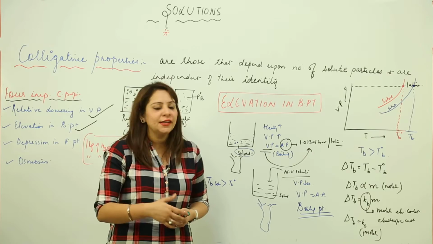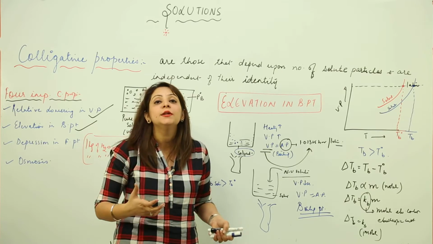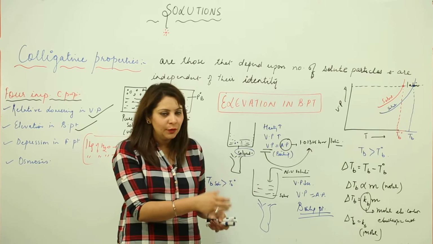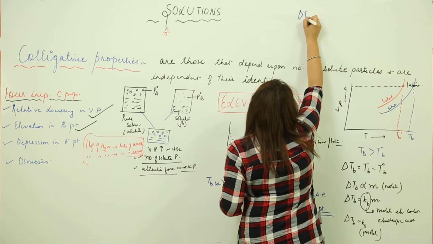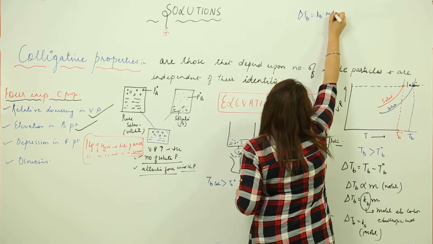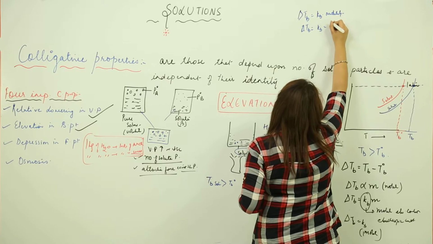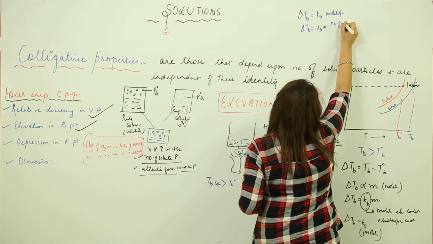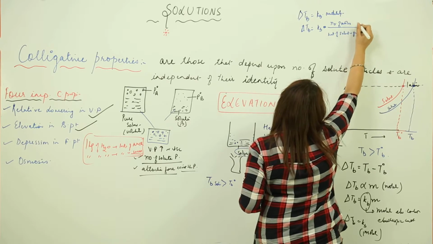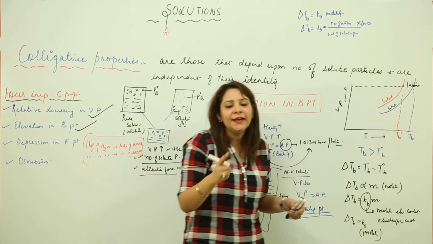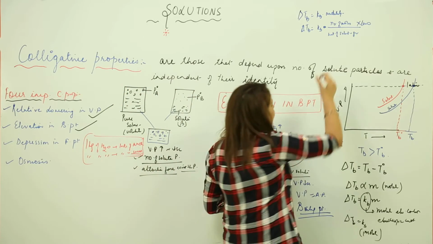We may find a numerical on the basis of this elevation in boiling point where we are asked to find the molar mass. We can relate it to the molar mass as well. So look at the board carefully. Delta Tb is equal to Kb into molality, as I told you. Now I write the expression for molality. Molality is the number of moles of solute divided by the weight of solvent in grams, multiplied by 1000, because molality is per 1 kg and here I am using grams.